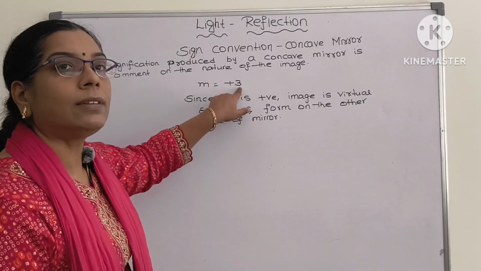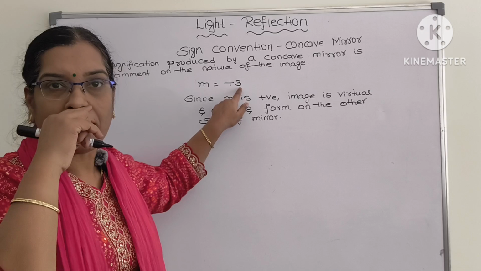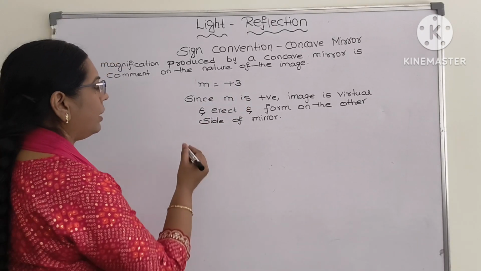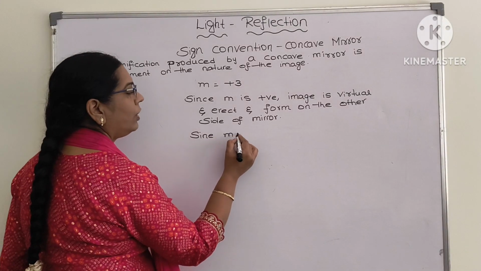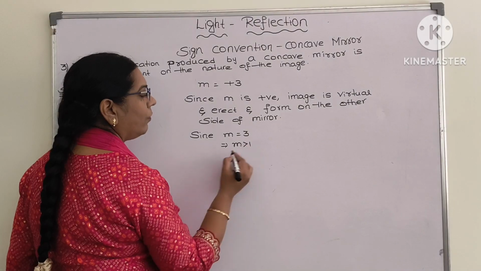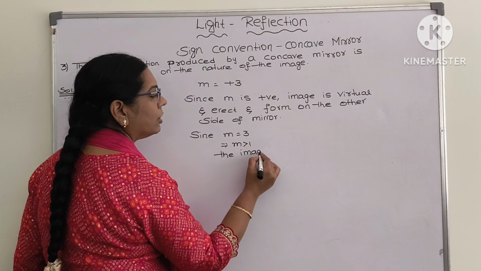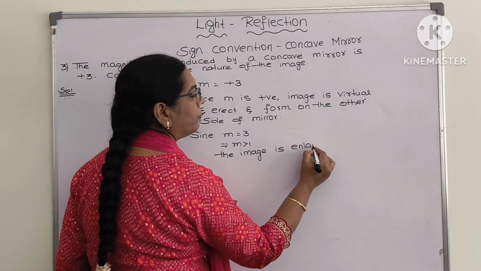Okay. Then what does 3 mean? 3 is a number greater than 1. Any value greater than 1 means the image is an enlarged image. Since magnification is 3, which implies m is greater than 1, the image formed is an enlarged image. The image is enlarged. That's all.